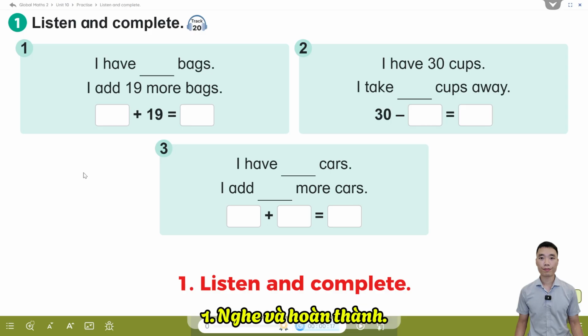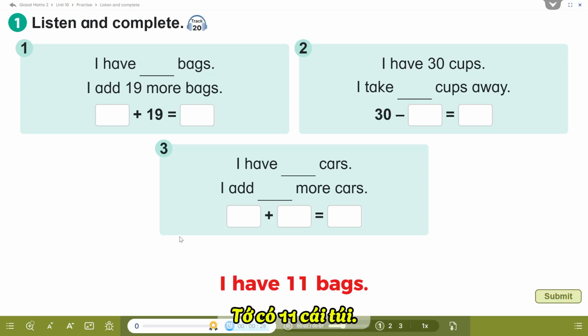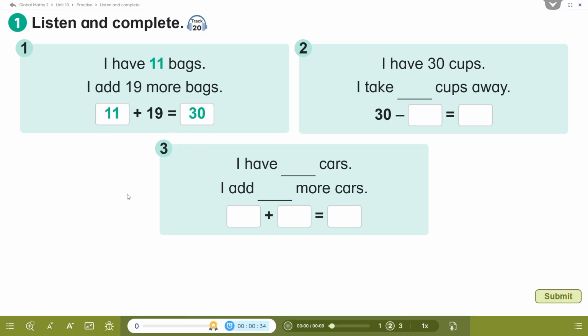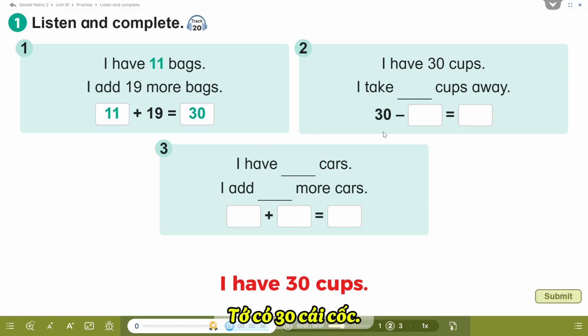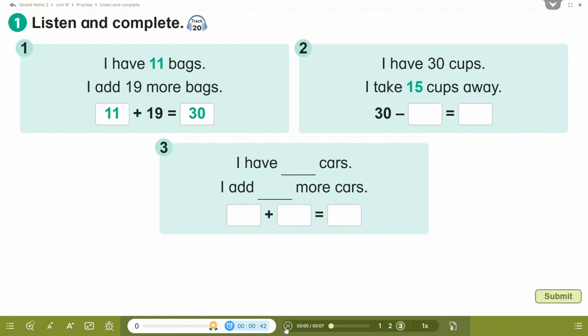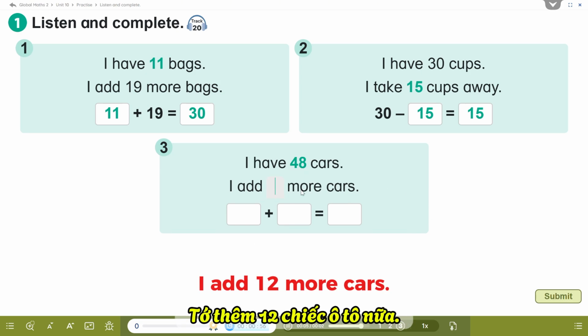1. Listen and complete. 1, I have 11 bags. I add 19 more bags. 2, I have 30 cups. I take 15 cups away. 3, I have 48 cars. I add 12 more cars.